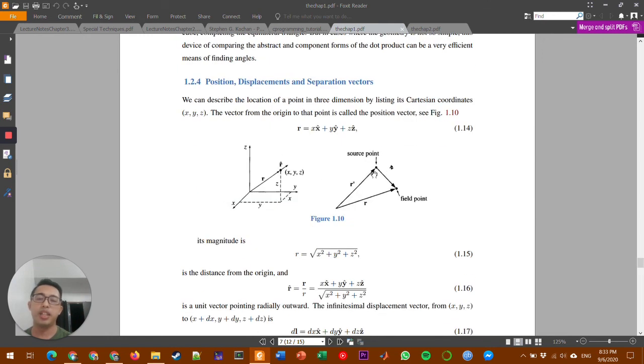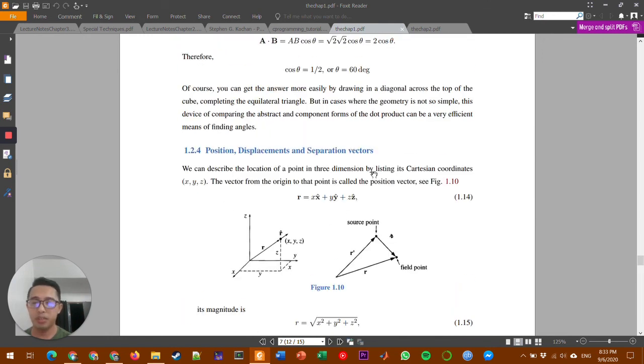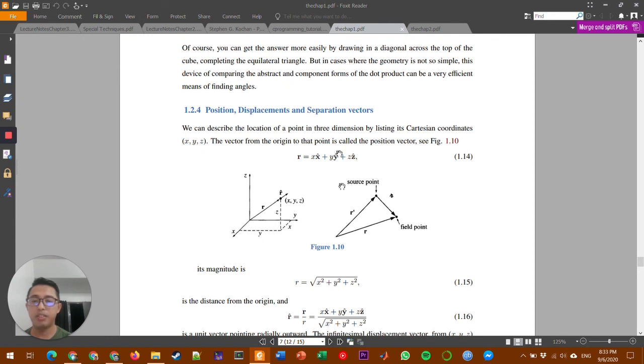Now down to the last subtopic for this chapter, we have the position, displacement, and separation vectors. So kani siya gamit sa electromagnetism. Always ito mag-refer ani say electric field, magnetic field, electric potential. Mao na siya ang representation na position vector, displacement, and separation vectors.